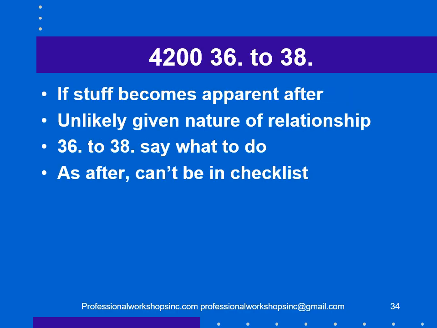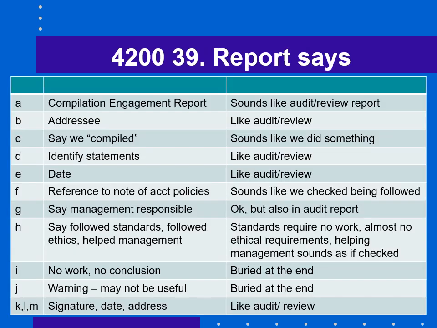36 to 38. What happens if something happens after we finish the engagement? Now, because we only ever talk to these clients once a year, it's unlikely that that will ever occur. But if it does, 36 to 39 say what we're supposed to do. Now, paragraph 39 specifies what the report has to say. And we have no choice.